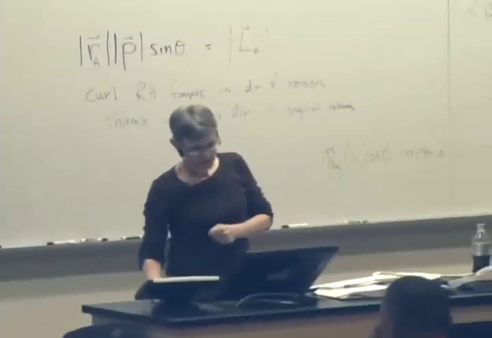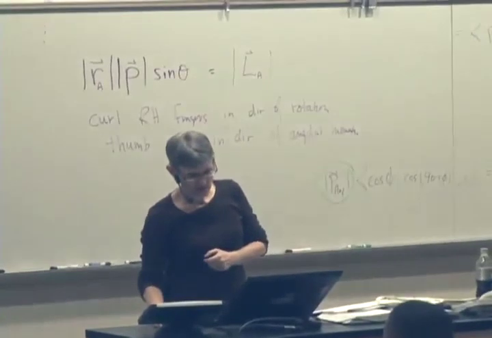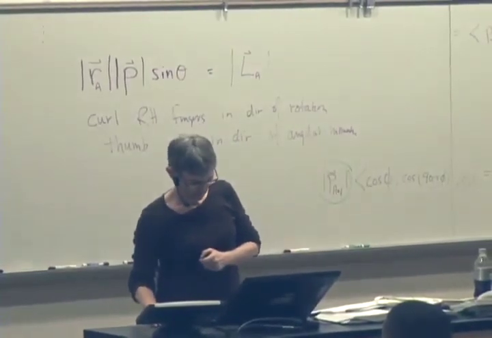So not everything goes around in circles, though. So what if an orbit isn't circular?